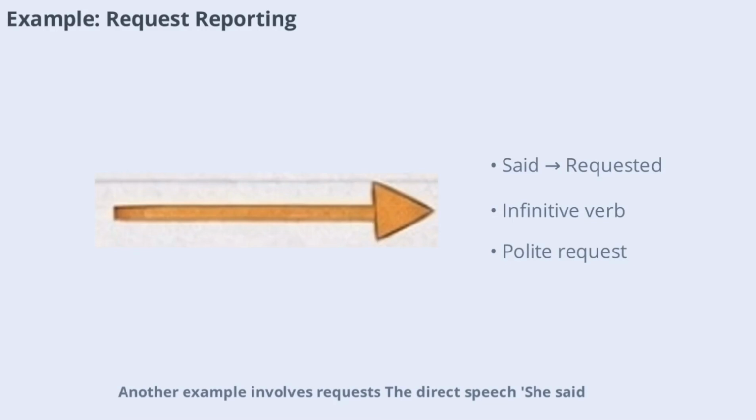Another example involves request. The direct speech "he said, please help me" becomes "she requested me to help her." Here, said changes to requested, and the verb help is used in its infinitive form. This structure is commonly used for polite requests in indirect speech.